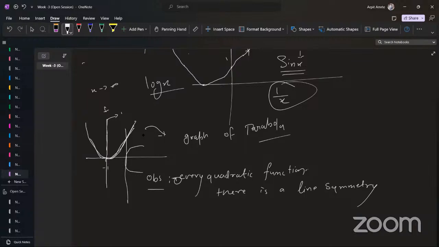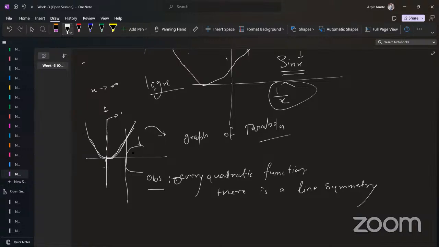Or you can say every teacher is a human being, but every human being is not a teacher. You are getting my point? Or you can say Narendra Modi is a human being, but every human being is not Narendra Modi. This kind of thing is going on here. Every quadratic function is a parabola, but every parabola need not be a quadratic function. Got my point?